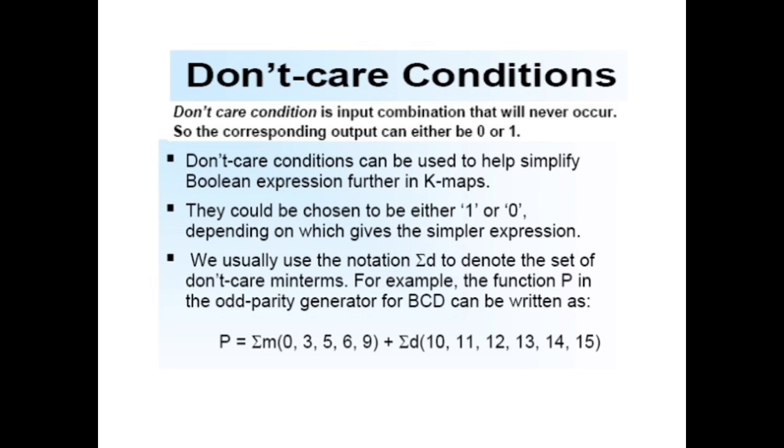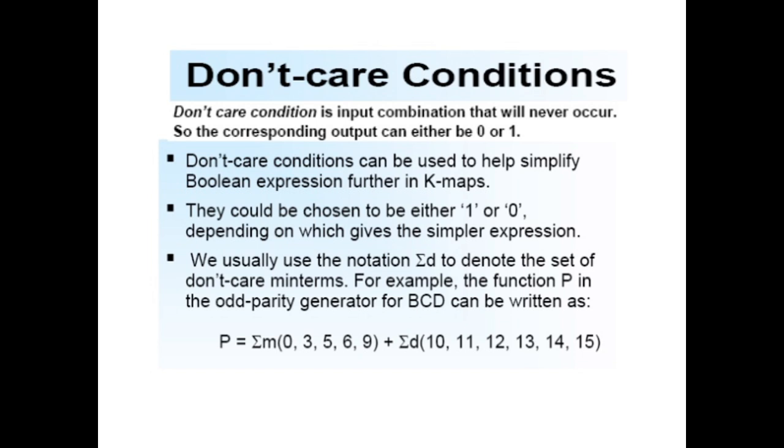The don't care combination is an input combination that will never occur. So the corresponding output can be either 0 or 1. The don't care condition can be used to help simplify the Boolean expression further in K maps. They could be chosen to be either 1 or 0, depending on which gives the simpler expression. We usually use the notation summation d to denote the set of don't care minterms.